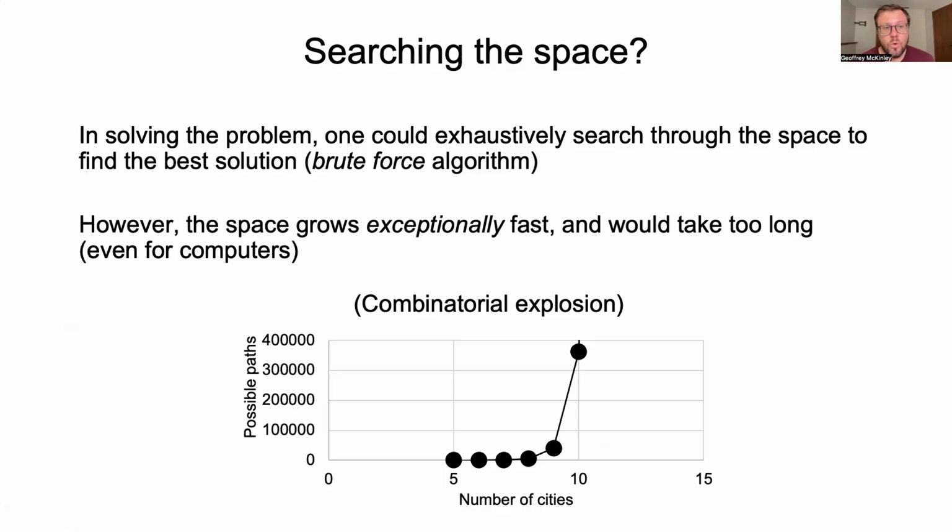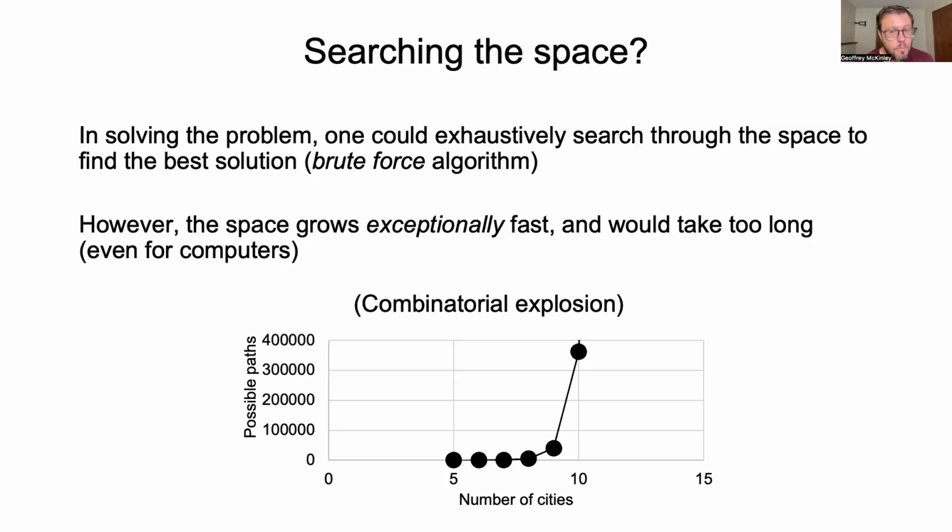However, the space grows, right? The possible number of paths that you can take grows exceptionally fast, and it would take a really long time, even for computers, to search through all the space. So to illustrate this, here's a graph that shows the number of possible paths as a function of the number of cities in the problem. It's hard to see, but with just 6 cities, there would be 120 paths. And with 7 cities, there would be 720 paths. And with only 10 cities, it goes up to around 360,000 paths, right?